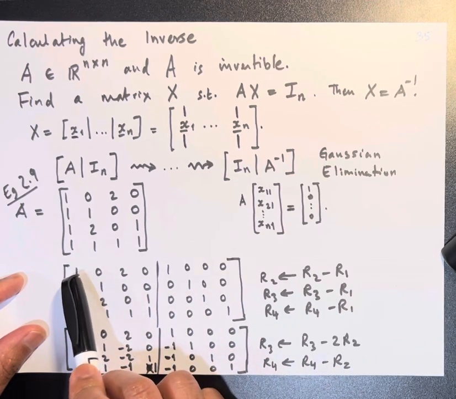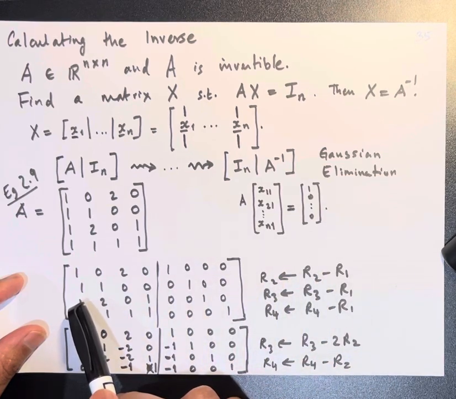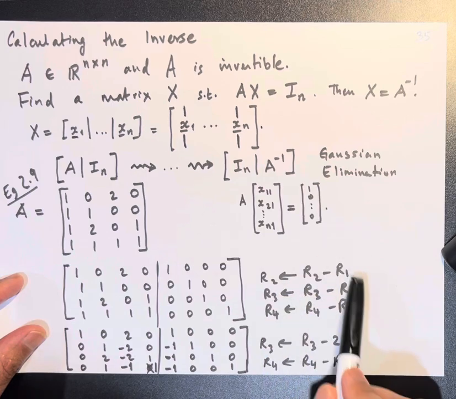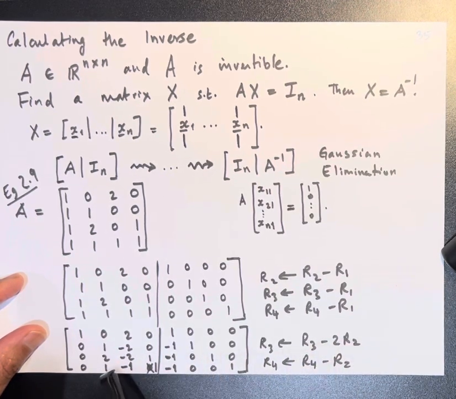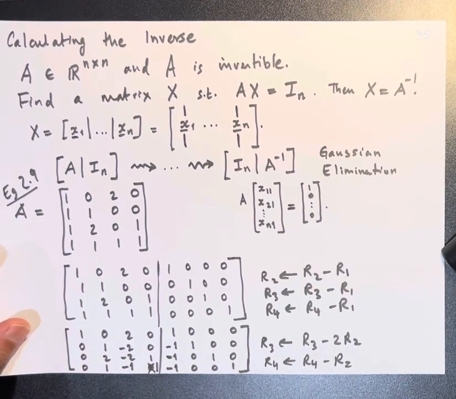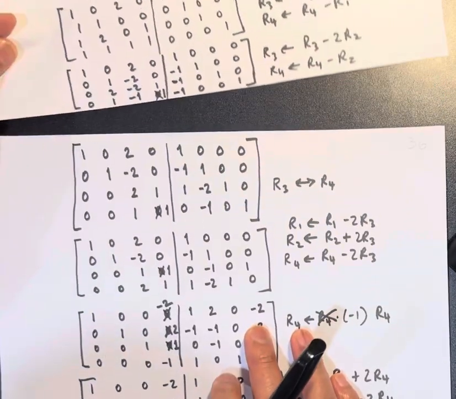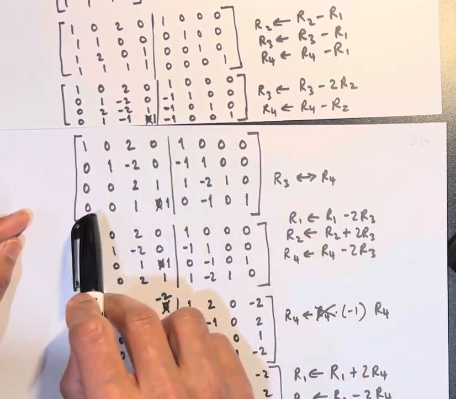As you know, conveniently we got 1 here. So here we have to take R2 minus R1, and then R3 becomes R3 minus R1, R4 becomes R4 minus R1, because we just want to eliminate these ones. Now we got the pivot here, 1, and we want to eliminate this 2 and 1, make them 0. So R3 is R3 minus 2R2, R4 is R4 minus R2. Okay. So we do that, and once we do that, we get this matrix.